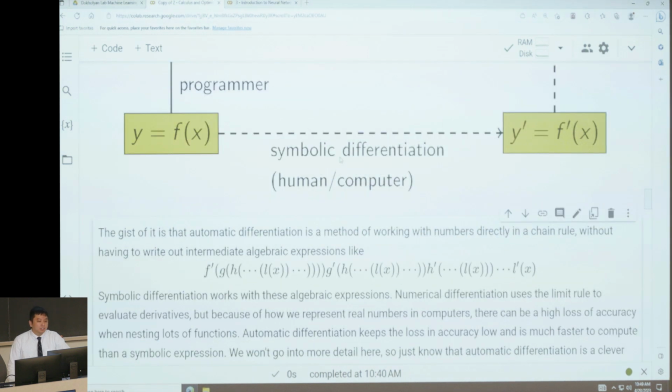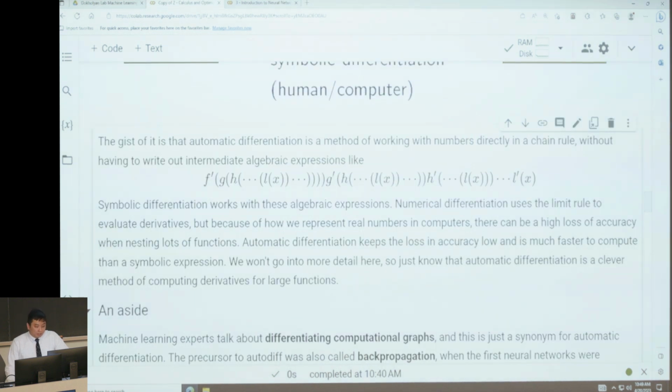So if you wanted to symbolically differentiate a really complicated function, so you might have a function that you're composing, like f of g of h of x, so you're transforming x in a lot of different ways before computing the gradient. You would get massive expressions like this because of the chain rule. Symbolic differentiation works like this.